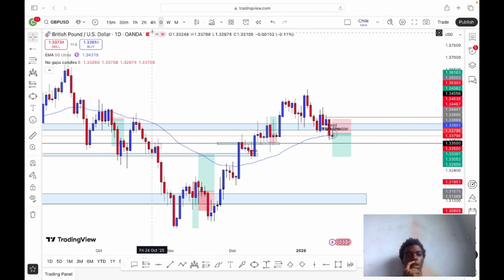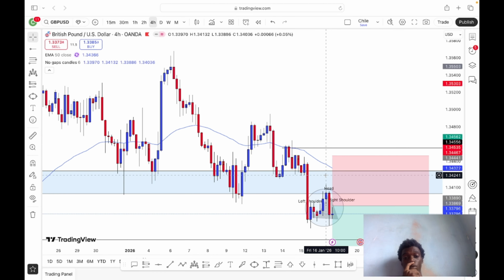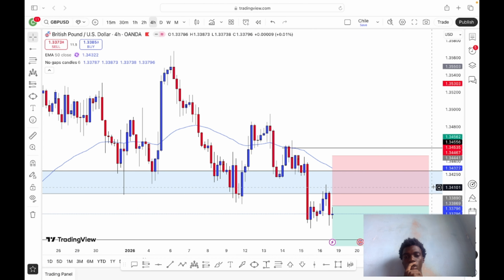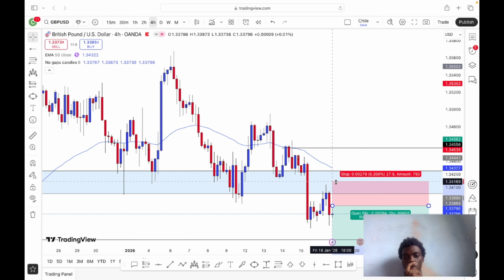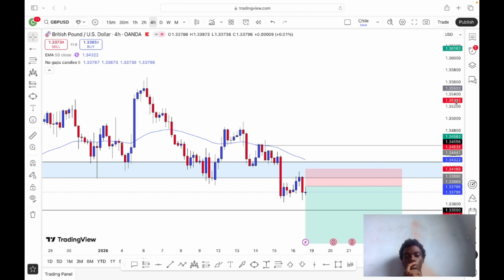That's how I approach the market. How many pips is my stop loss? It's 57, and that's a lot. Let me just put it above this, which can be 30. So this is how I approach the market.